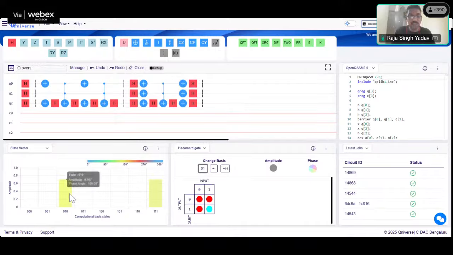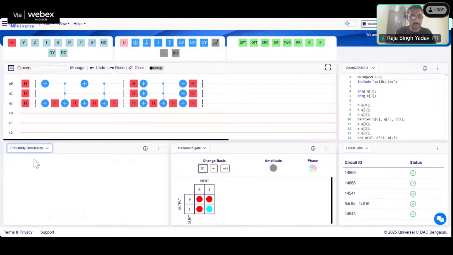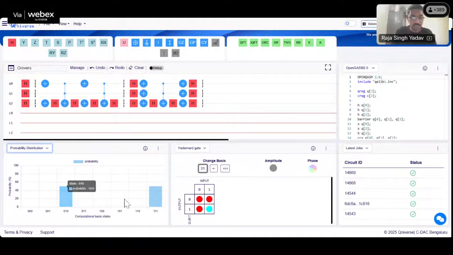So this is one example you can understand for the same 3 qubits only. Previously I was running two iterations, now within just a single iteration I was able to find that marked element here. So it is 50% and again 50% here. That's how you can find multiple elements within the Grover search.